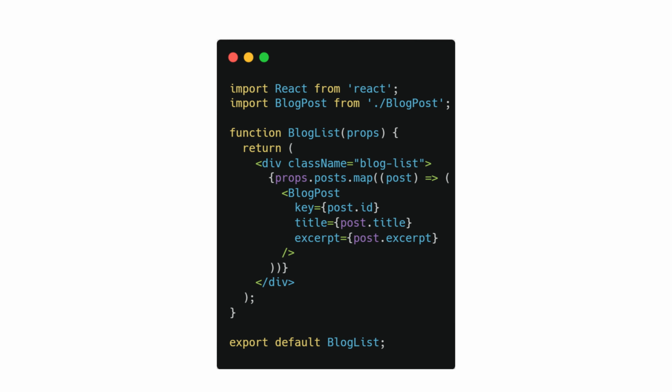Here, the blog list component is using the blog post component to render a list of blog posts that are passed in through props.posts. The map function is used to iterate over the list of posts, and for each post, a blog post component is created and passed the title and excerpt for that post as properties.